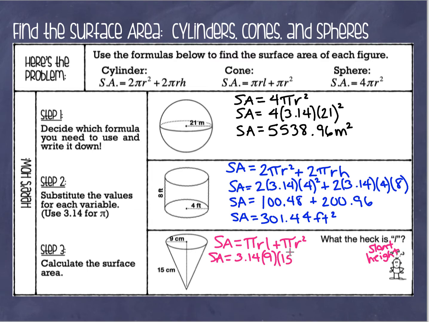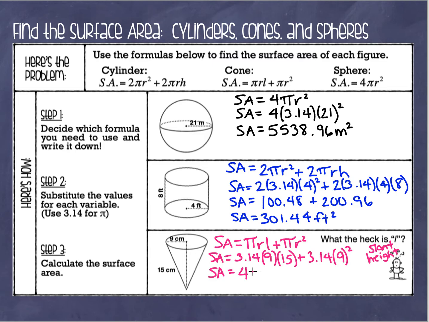15. And then plus pi is 3.14 again. The radius is still 9 to the second power. All right, let's do this one step at a time, just like we did the last one. So we're going to do 3.14 times 9 times 15. And that gives us 423.9.